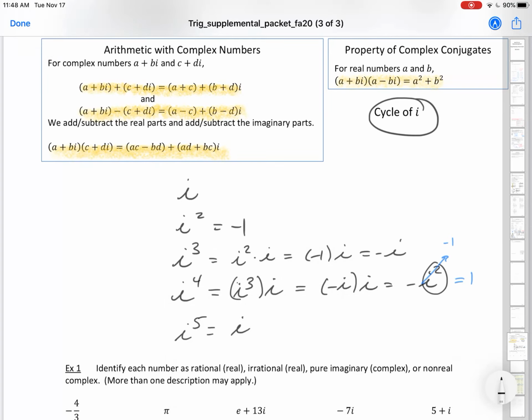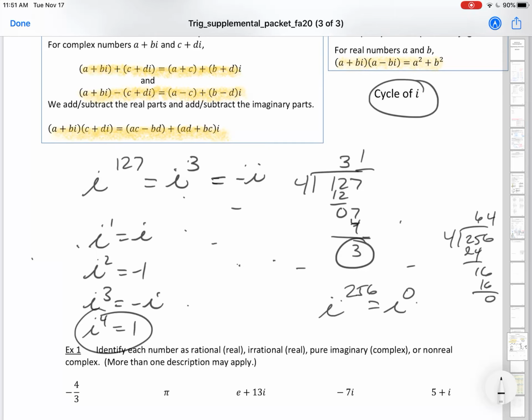If I did something like i to the 256, and we took 4 into 256, 4 goes into 25 6 times, goes into 16 4 times, and that has a remainder of 0. So this is equal not to i to the 64th, but i to the remainder, 0. Well, what's anything raised to the 0? 1. Where are we at? We're at this level right here, where we have all multiples of 4.